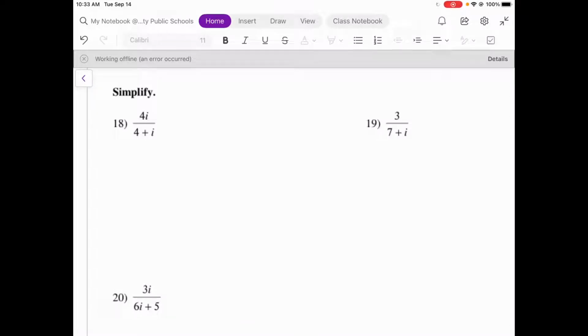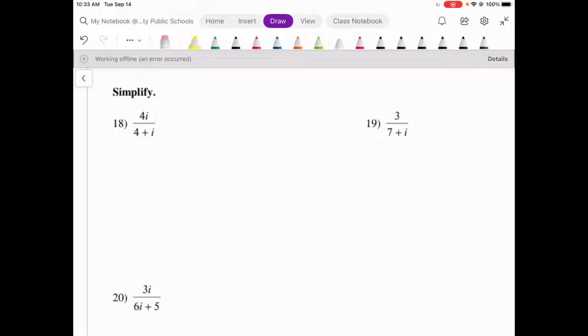Okay, we are going to simplify a fraction or rational expression with a complex number in it. The first thing that you need to know is something called the complex conjugate. When you multiply two conjugates, you actually have a middle term that cancels out.